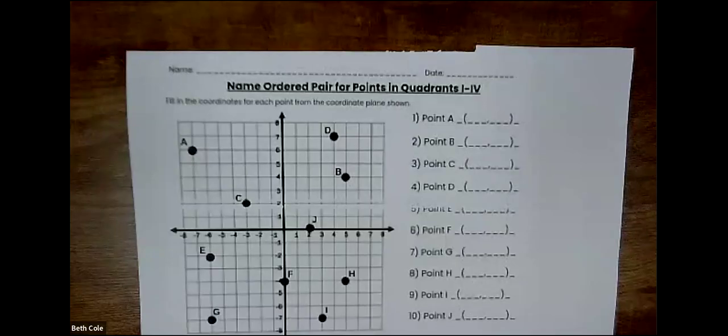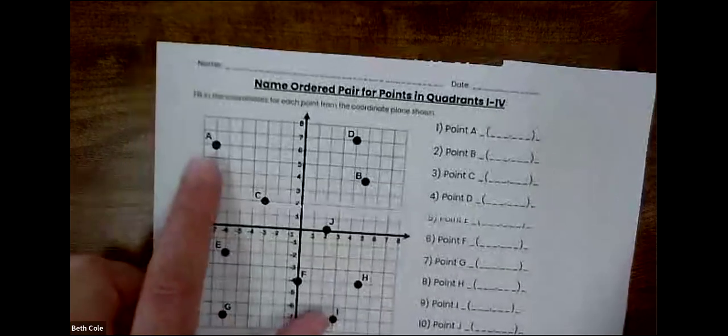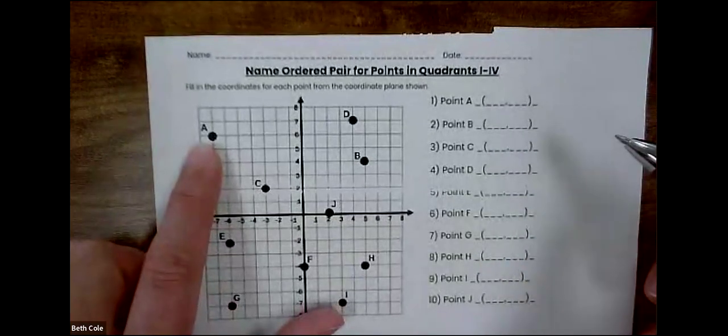So we're going to do a half sheet on plotting points. So let's find A. Where on earth is A? A is right here. Okay. You do X first, then Y.